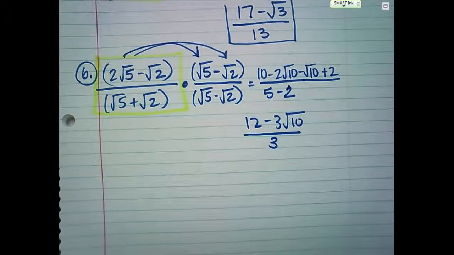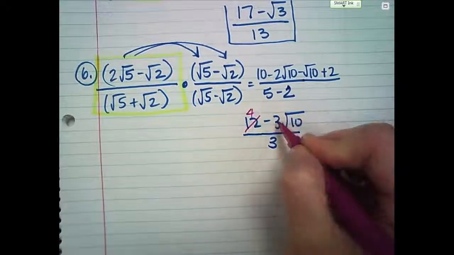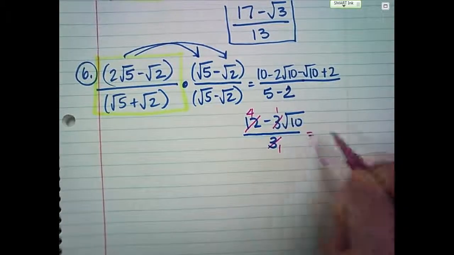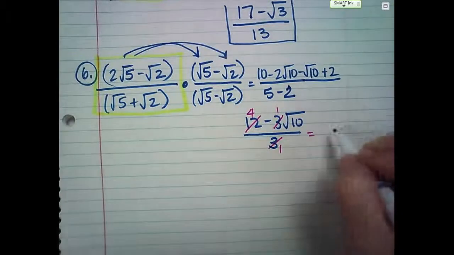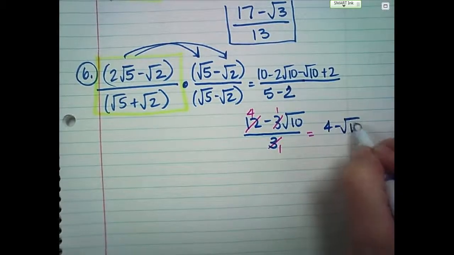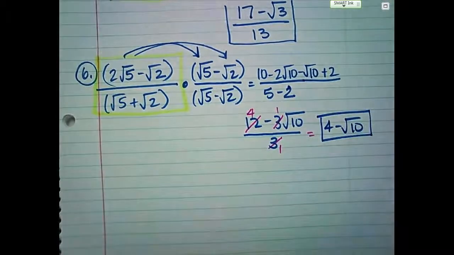Is there any way to cancel? Yeah. The 3 has to fit into everything. In order to cancel, it has to fit into all 3. And it does. So 3 fits in here 4 times, 1 and 1. So the final answer then would be 4 minus root 10. And it's over 1, so you don't even need it over 1. You can just drop the 1.